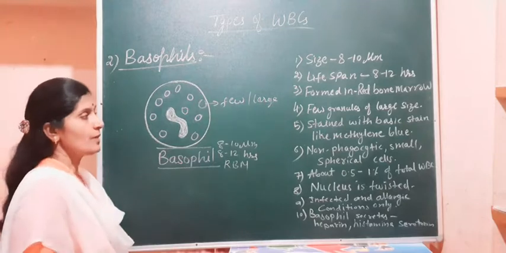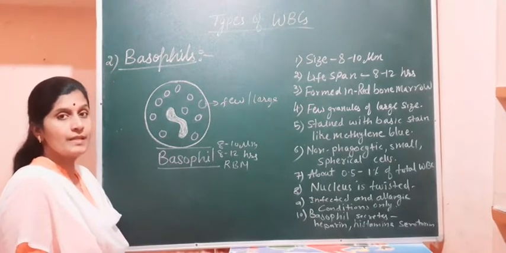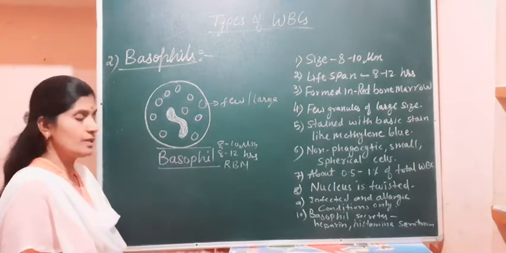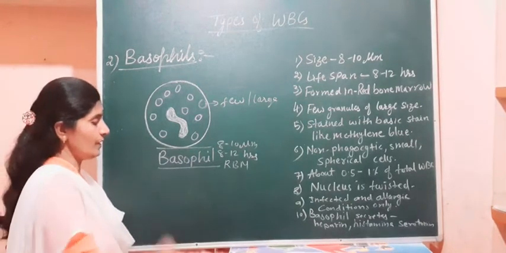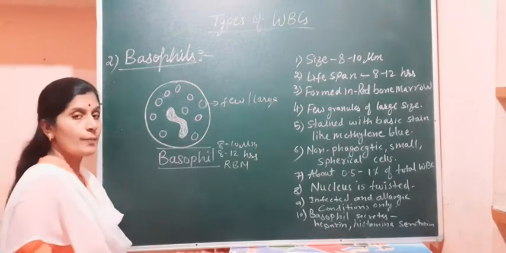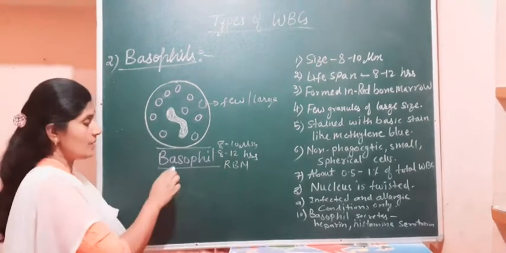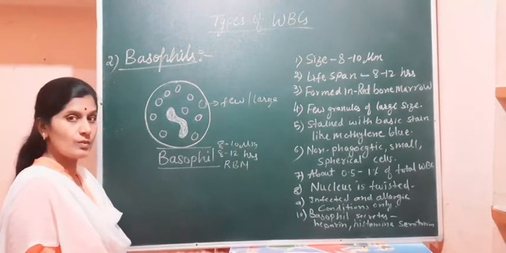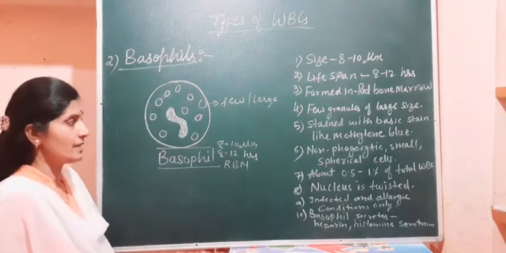These cells, basophils, get stained with the basic dyes. That is why the name basophil has been given. Phil means love. Here base means basic dyes, those will be loved. Neutrophils means neutral dyes, those will be attracted. Here those get stained with the basic dyes.